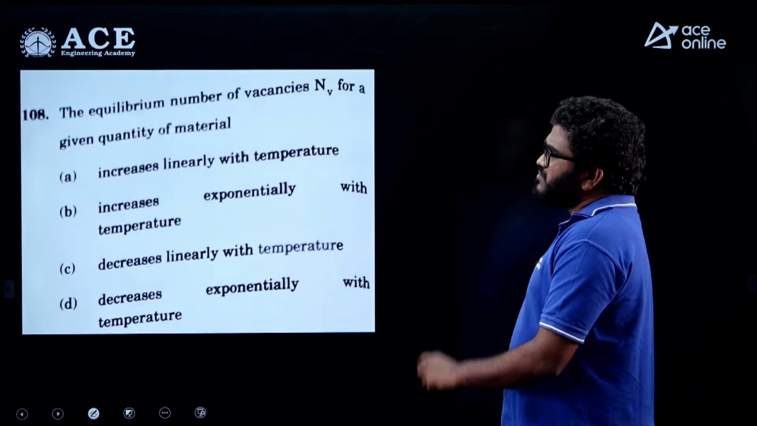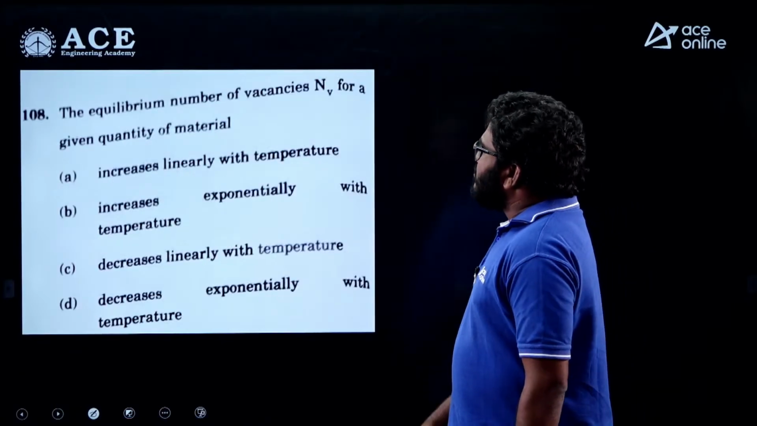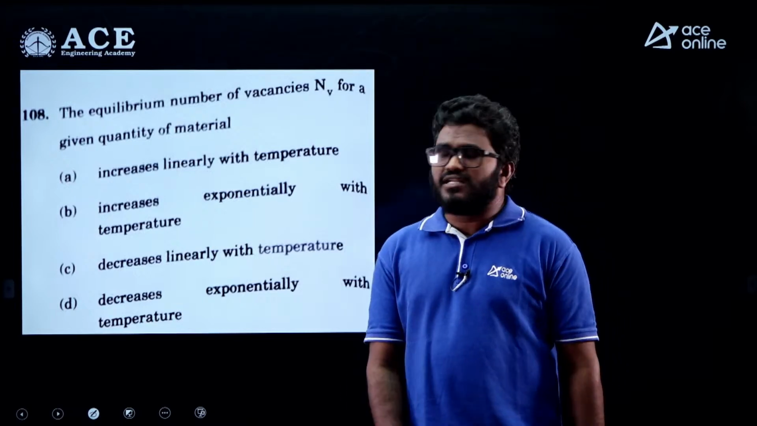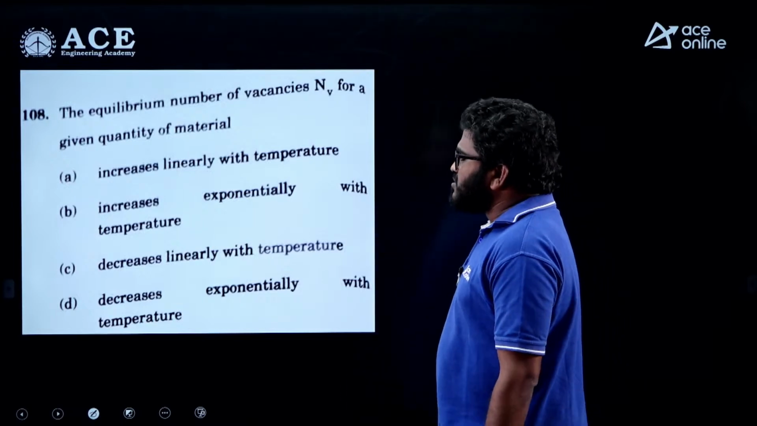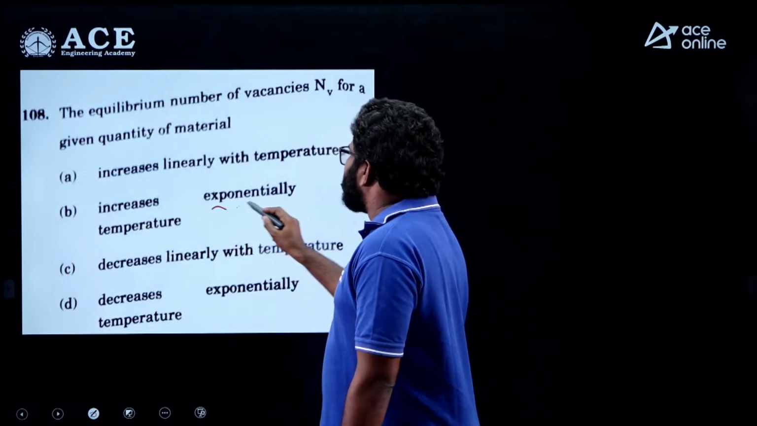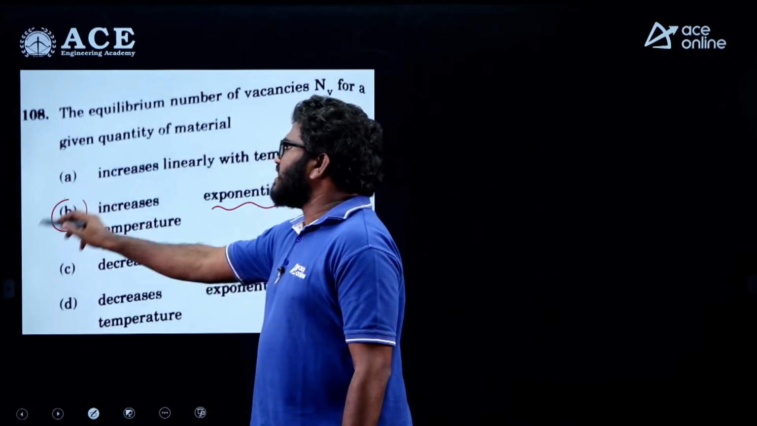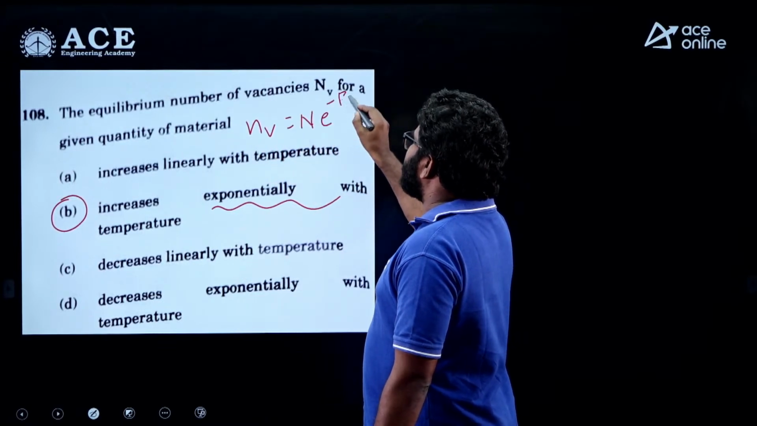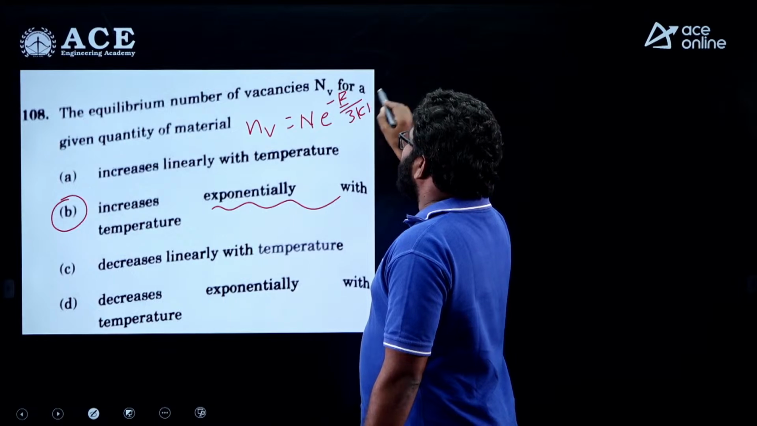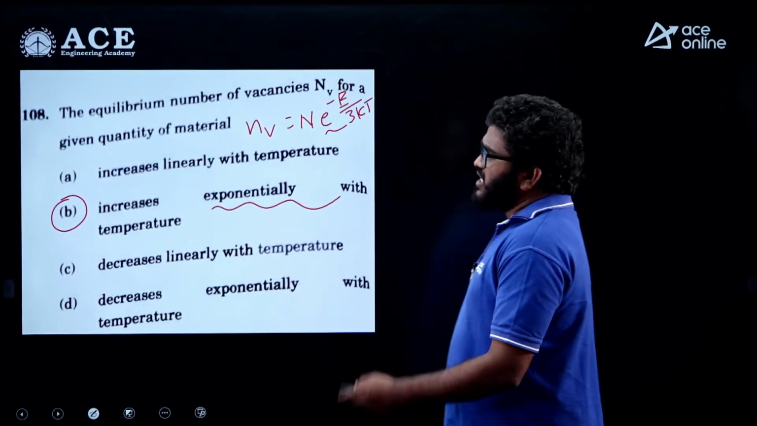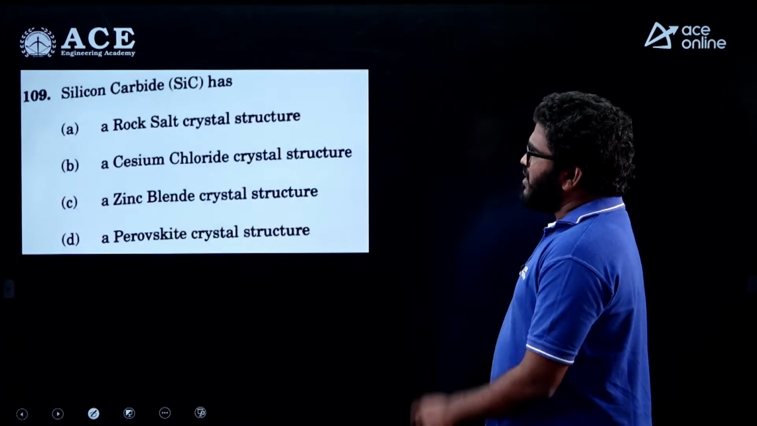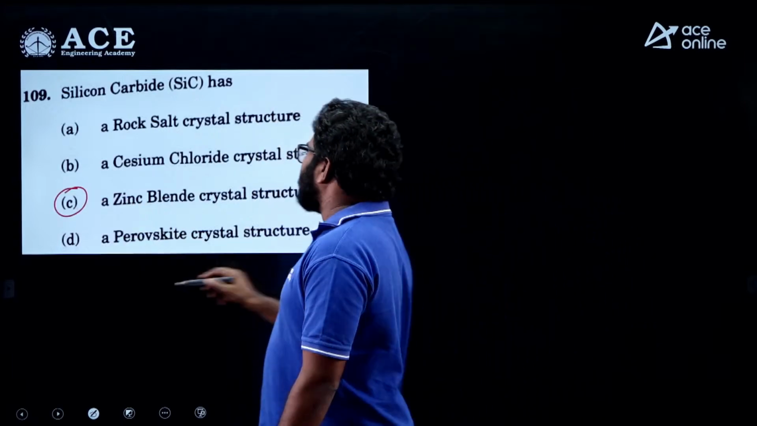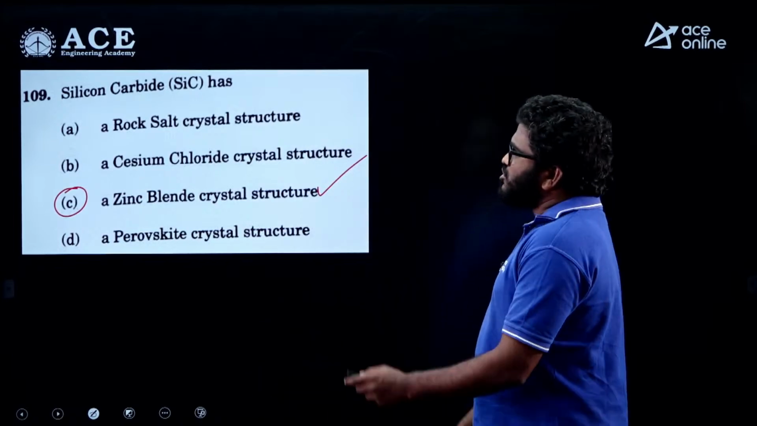Very simple question. Now, the equilibrium number of vacancies for a given quantity of material. See, the number of vacancies increases exponentially with increasing temperature. So B is the correct answer. The number of vacancies is equal to N into e power minus Ev by kT, so it increases exponentially. So B is the correct answer for this question. Next, silicon dioxide is a zinc blende structure. So C is the correct answer for this question, zinc blende structure.